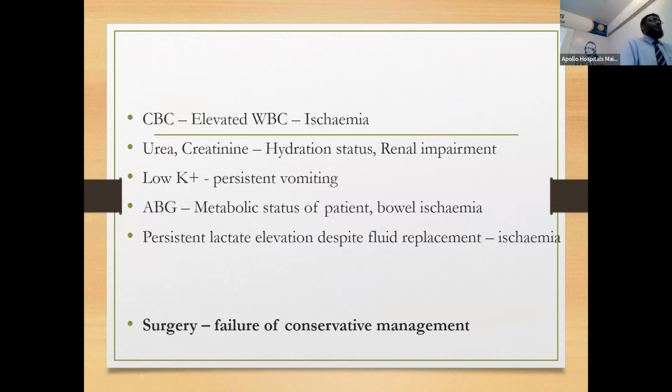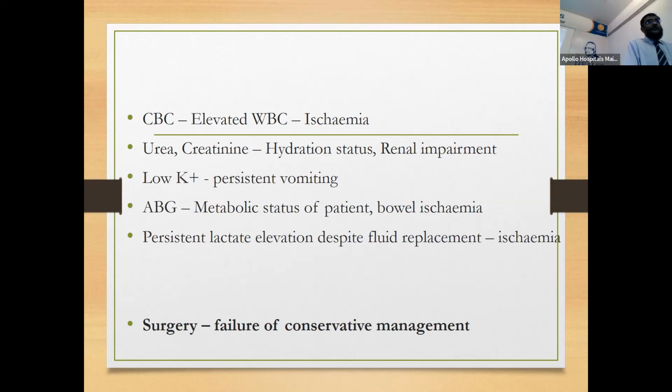Each of those investigations has a significance. If you look at the white cell count, somebody on conservative management has an elevated white cell count, you think about ischemic bowel. Is the bowel not settling? Is the bowel not untwisting itself, and is it going towards ischemia? When the urea creatinine goes up, you ask yourself, are we doing enough with fluid replacement? Repeated vomiting will cause low potassium. All of us know that. And the metabolic status of the patient, repeated ABGs, extremely important.